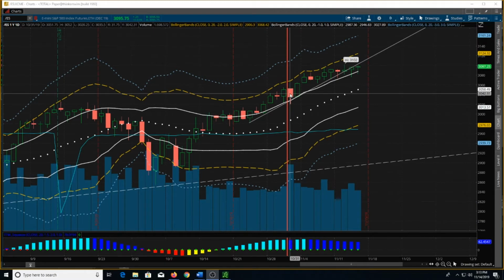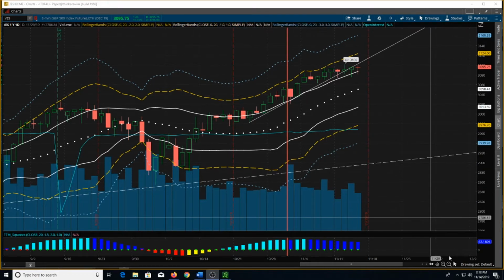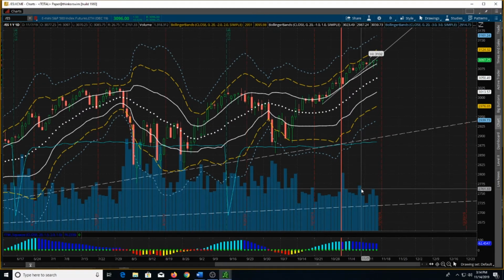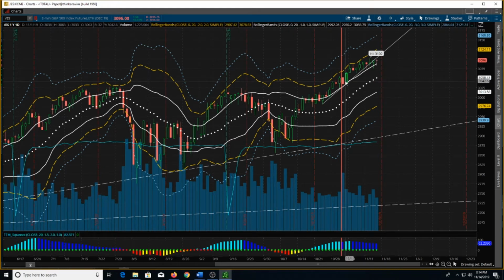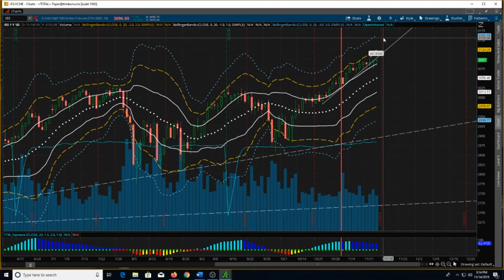When I entered it, the ES was trading at 30.30. I sold the 27.25 put, which was about right in this area where I sold that put. The 27.25 was about right here. So I sold this put with it trading right in this area, and I sold the call at 31.55, which would have been right about here.